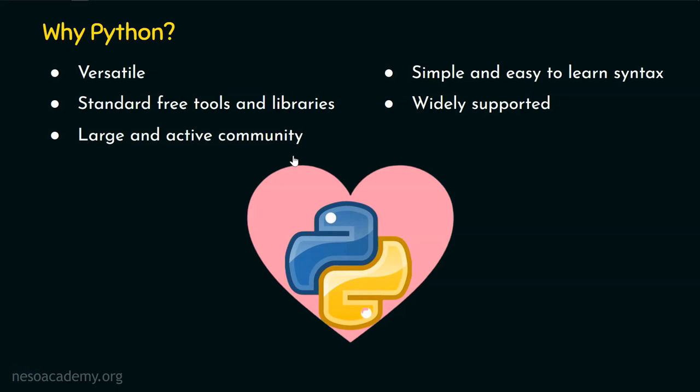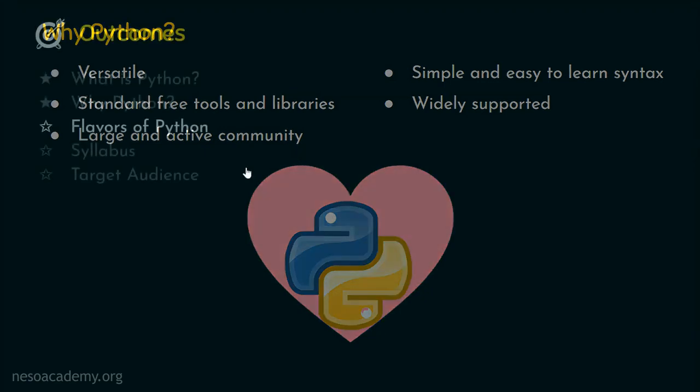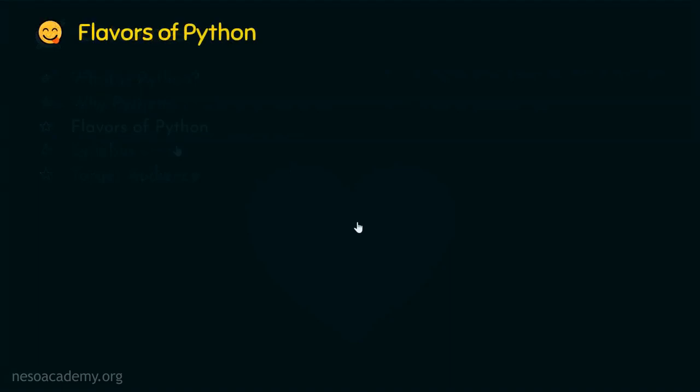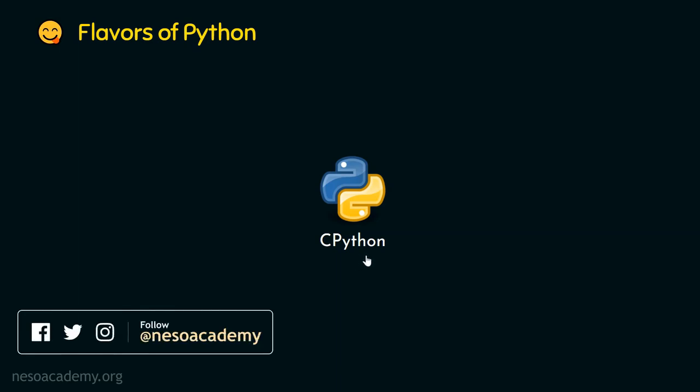So we saw what different advantages Python provides and why it is loved and so popular out there. Let's see different flavors of Python. First of all, we have CPython. CPython is the default implementation of Python where Python is implemented in C programming language. In this, Python code is internally converted into machine understandable code using standard C functions.